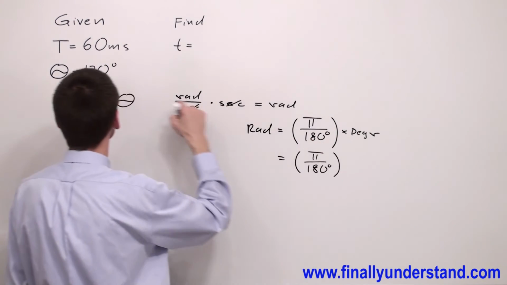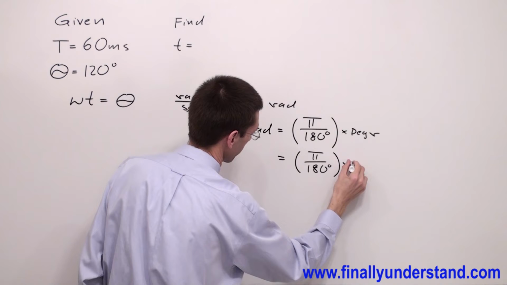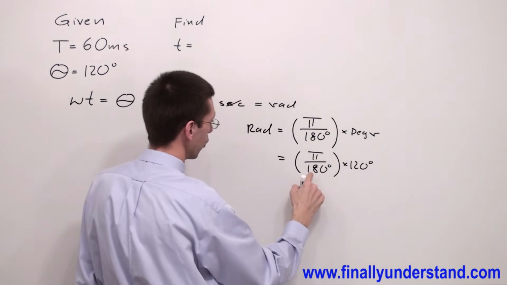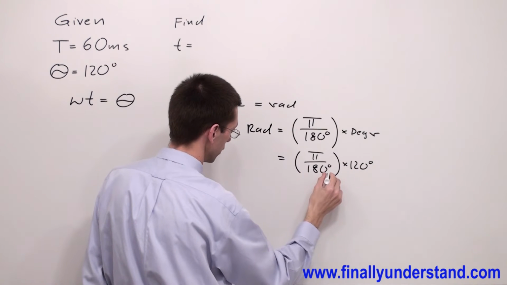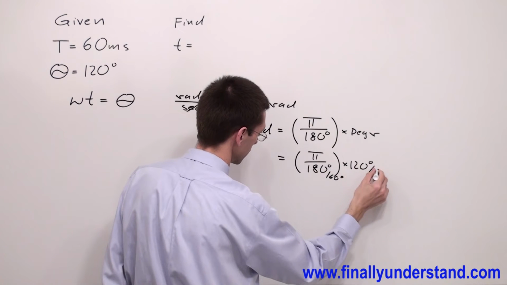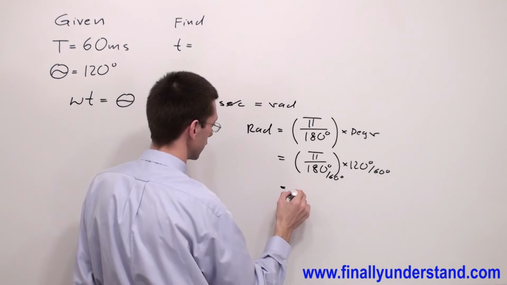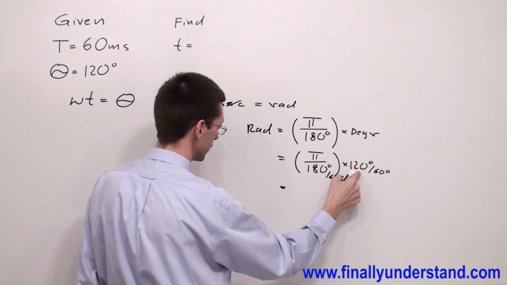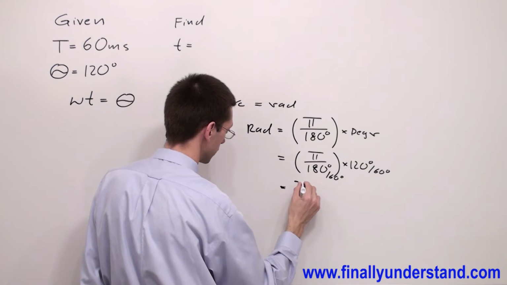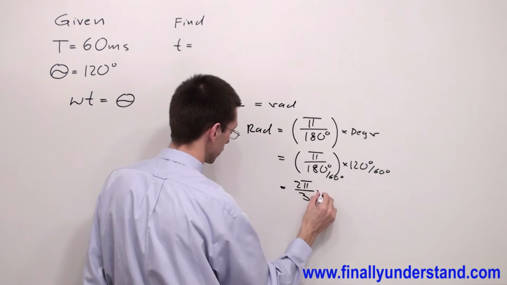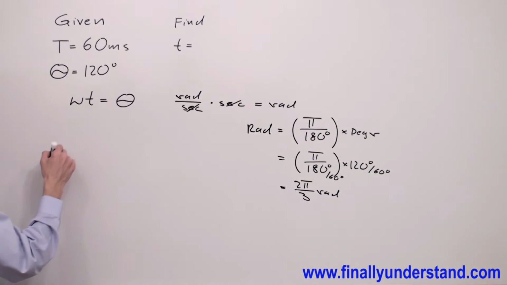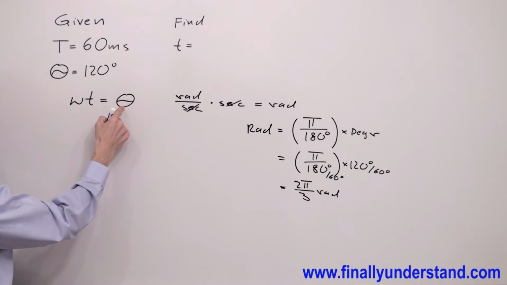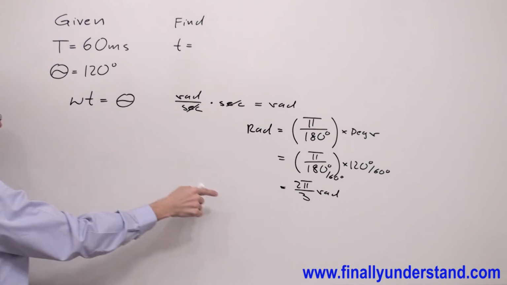120 degrees times pi over 180. Both 180 and 120 are divisible by 60. So I'm going to get 120 divided by 60, which is 2 pi over 3 radians. So I converted my theta to radians.